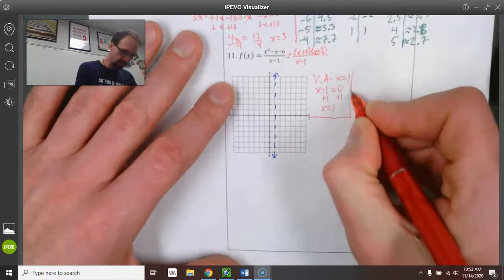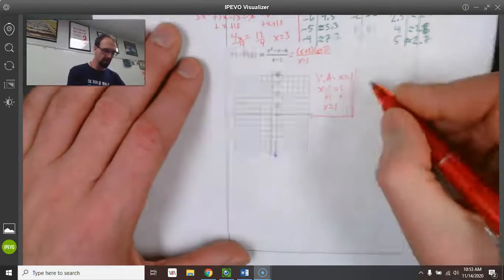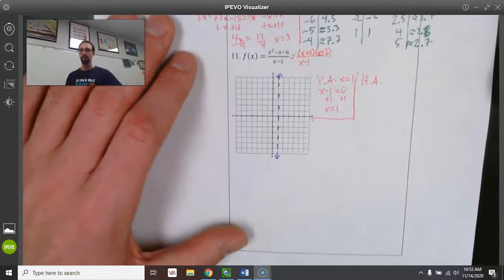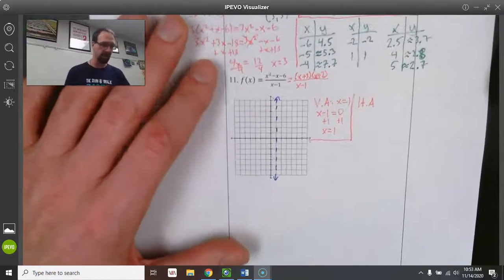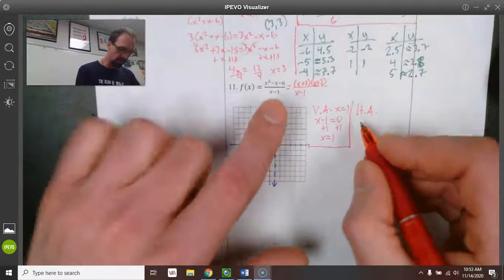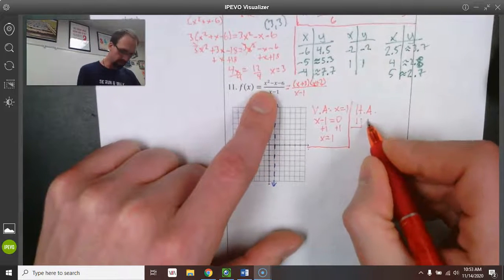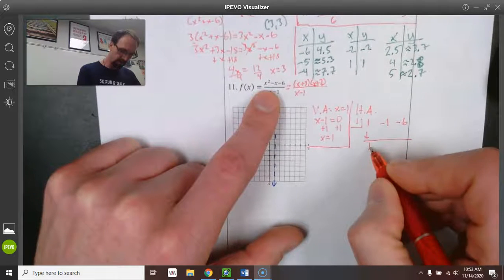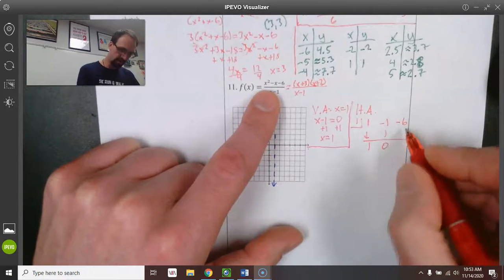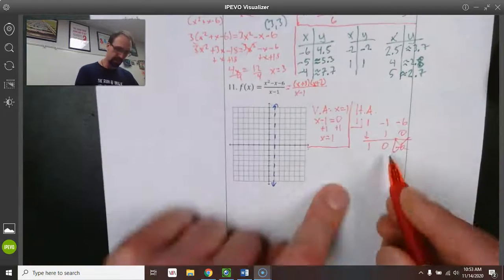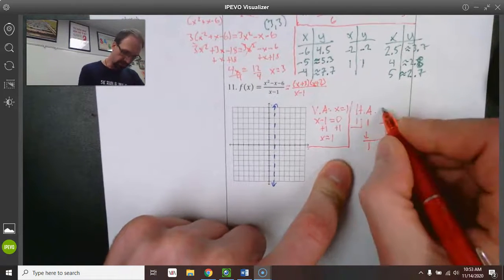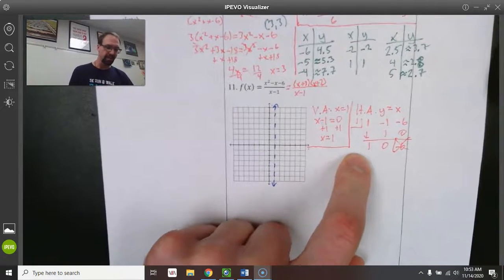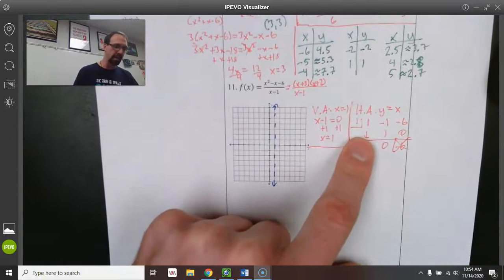So now, getting our horizontal asymptotes, we look at the degrees. And the degree of the numerator is greater than the degree of the denominator. So in this case, we're going to go ahead and do our synthetic division. So here I'm going to divide 1 into 1, negative 1, negative 6. So this gives me 1. 1 times 1 is 1. That's 0. Negative 6, don't care. So for my asymptote, I'm going to get y equals x plus 0, or y equals x. So this is a slant asymptote, or an oblique asymptote.